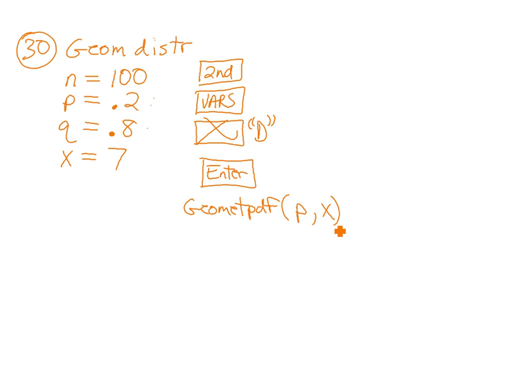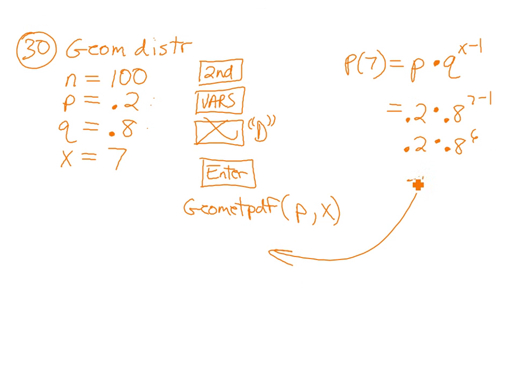You could also use the formula. Remember the formula for probability of 7? It's not really that hard. Poisson's is the one that's hard. It's P times Q to the X minus 1. So P this time is 0.2 times Q, which is 0.8, to the X minus 1, well this time we went to 7th, so it's 7 minus 1. So that'd be 0.2 times 0.8 to the 6th power. You punch all that into your calculator, and whether you're using the formula or the calculator, you still come up with 0.0524.